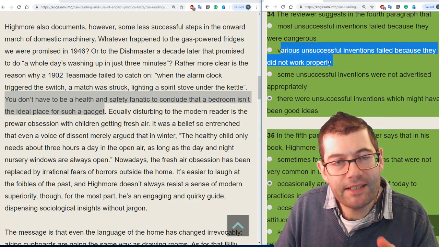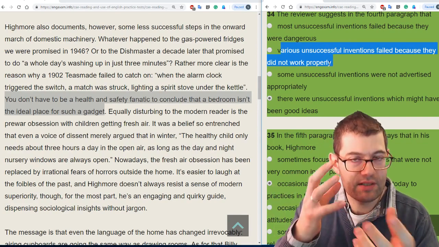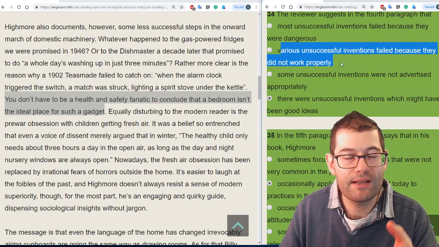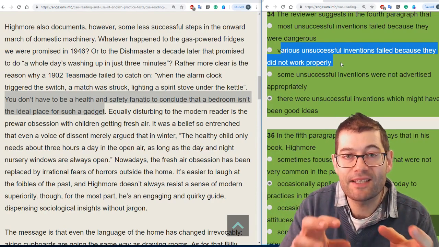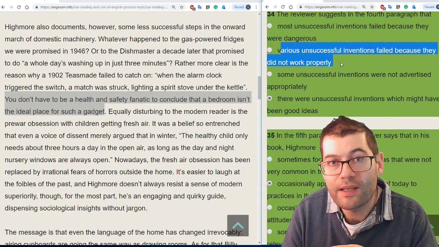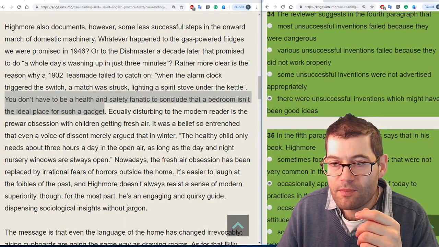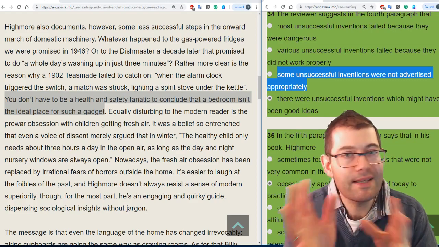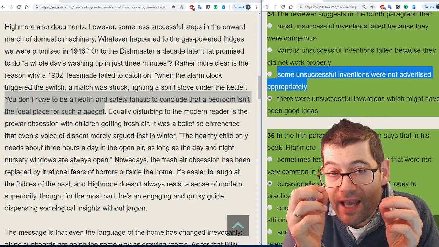There's nothing in the text about "various", which suggests a lot of or a different number of, and there's nothing in the text that suggests that thing did not work properly. So this isn't the answer. Some unsuccessful inventions were not advertised appropriately. There's nothing in the text about advertising.